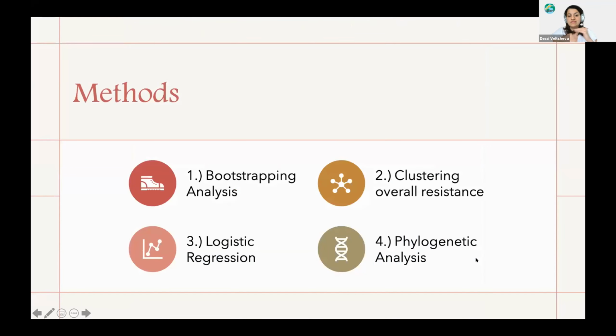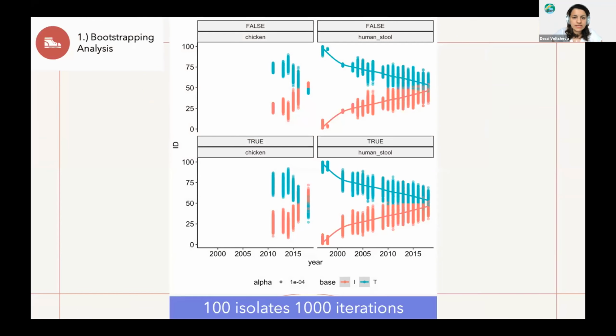I'll be going over four main types of analysis, and I will showcase the story behind what is going on. The first stage is to normalize the data. Since, as you saw, for some of the years we don't have that many data points, we want to understand what the resistance is across time if we normalize the data. The first thing we do is called bootstrapping. You pick 100 isolates at random, either without replacement (false) or with replacement (true). We do this 1,000 times, and we can start to see a trend across time.